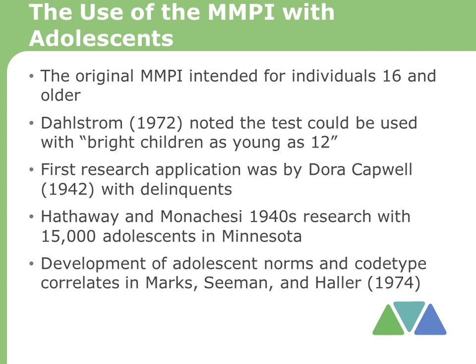And if we're talking about landmark works on the original MMPI with adolescents, work by Marks, Seeman, and Haller in 1974 produced the first code-type correlate data for the MMPI and the adolescent population, and published a set of adolescent norms that had been developed by Marks and Briggs.